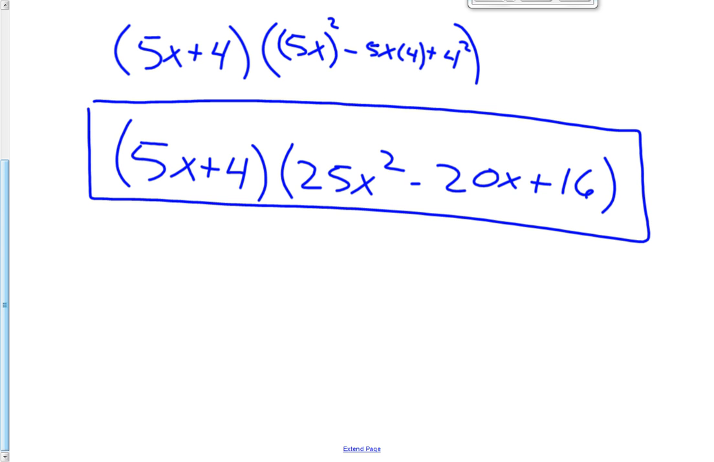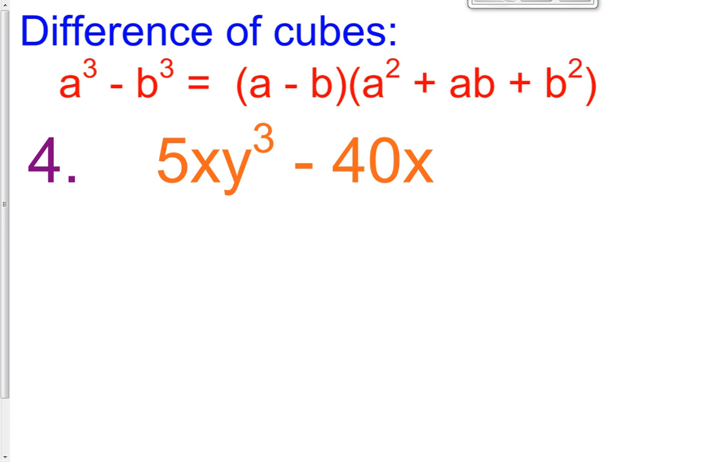Last one, problem number 4. We see this one, 5xy cubed minus 40x. So your brain should register, this is two terms. Let's see if it's the difference of two squares. It is a difference, but 40 isn't a squared term, 5 isn't a squared term, so we're kind of stuck thinking of that.